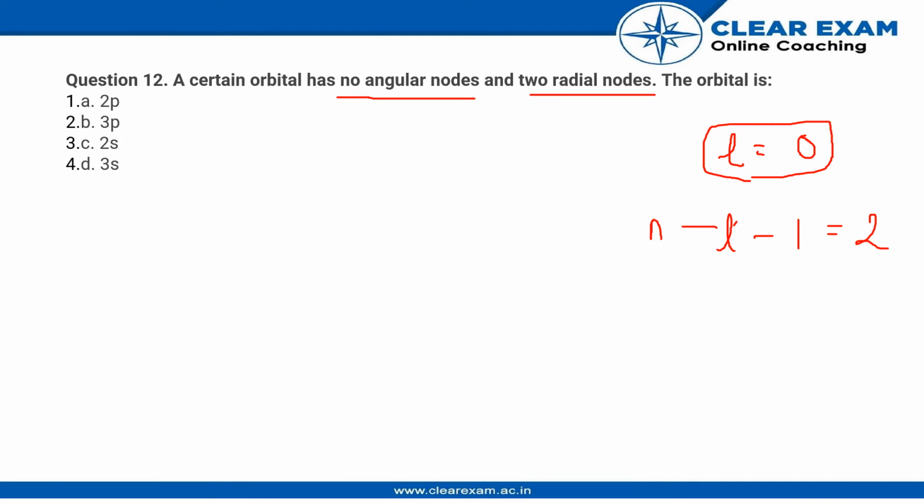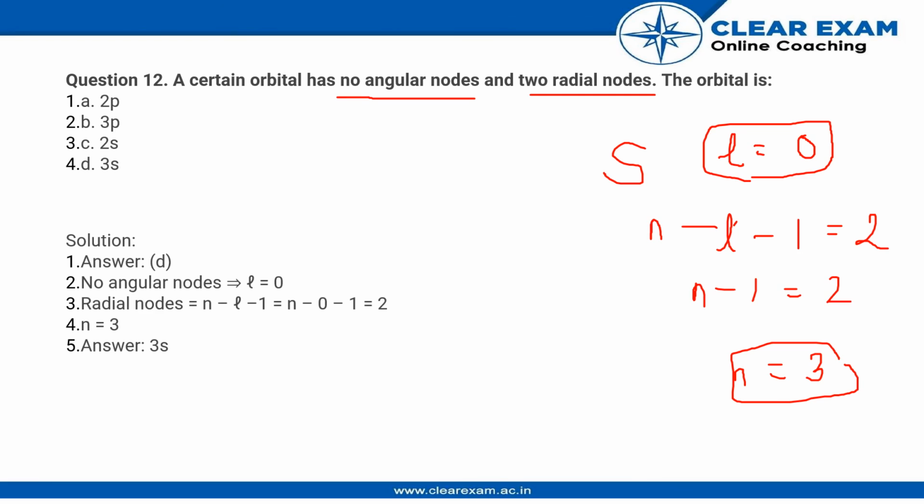2. So we know l is 0, so n minus 1 is 2, and n becomes 3. So we can say that the orbital has principal quantum number 3 and azimuthal quantum number 0. And we know that azimuthal quantum number 0 always denotes the s orbital. So here we can see that option 4 is the correct answer.